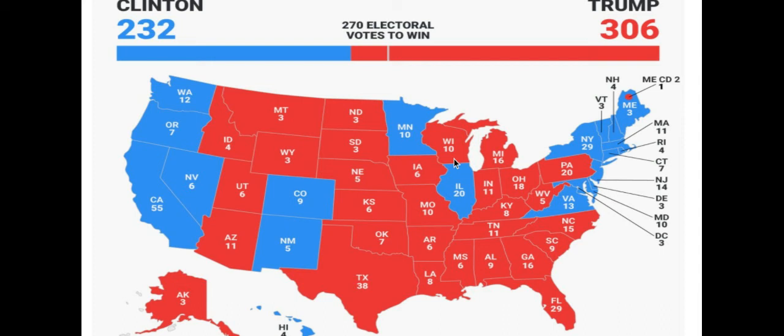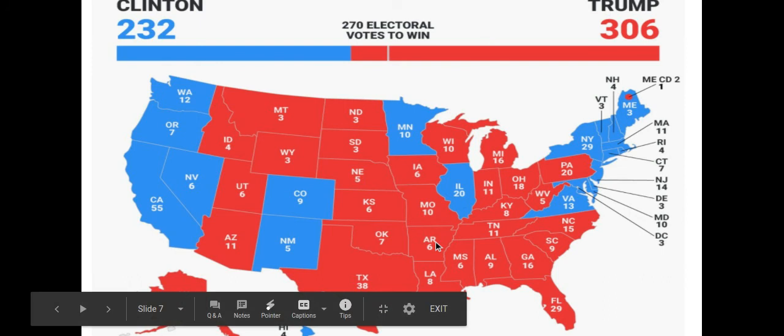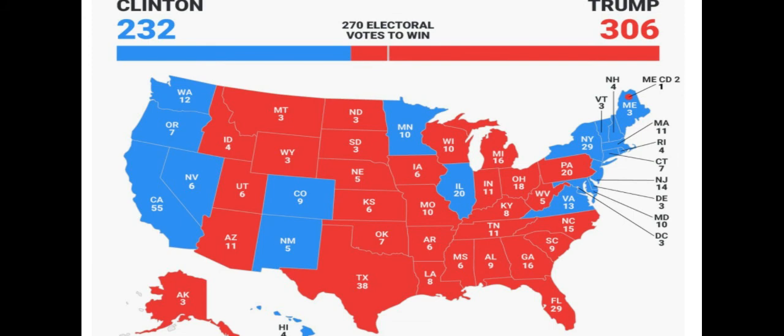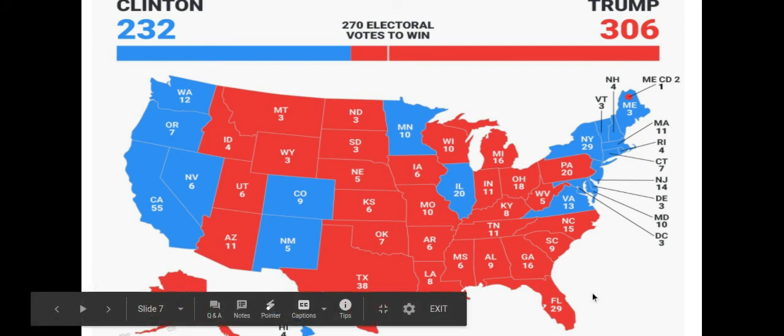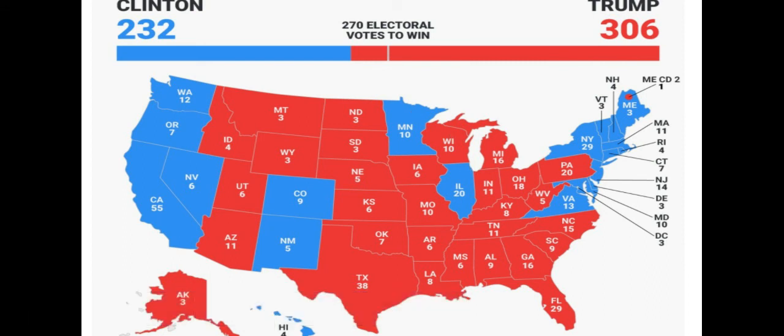Other swing states could be Minnesota. Texas is looking to maybe be a new swing state. They've been voting red for a long time, but they're getting closer to turning purple, which is what we call it if they're a swing state. Florida can be a big swing state. Ohio is a huge, really important state to winning federal elections.